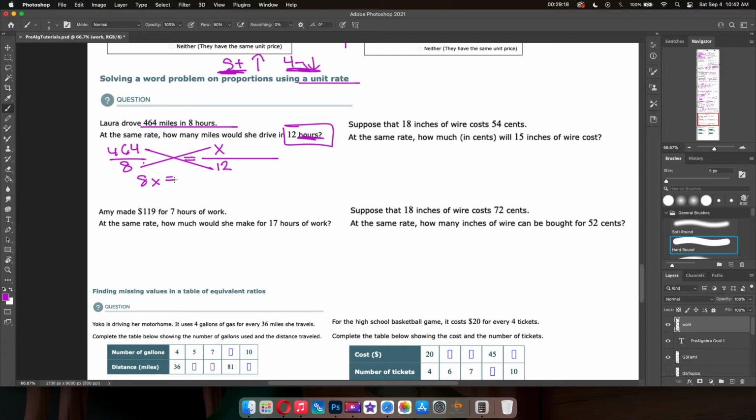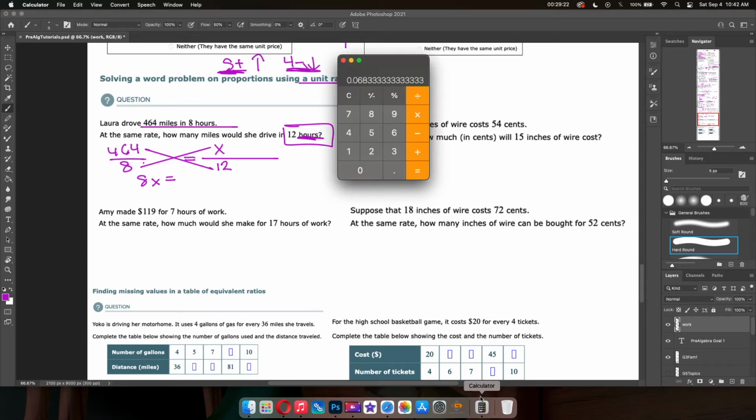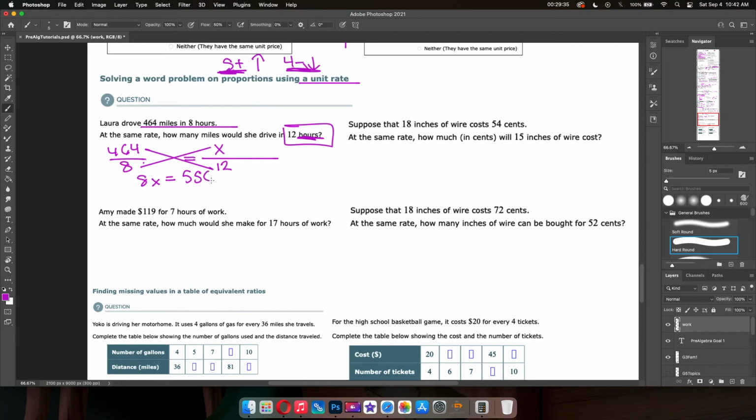Now, 464 times 12. I could probably do that in my head, but it would take me a lot longer and my video's already running long. So we'll do 464 times 12. And what do we get? Ooh, what a deliciously big number. 5568. Now this I should be able to do in my head.